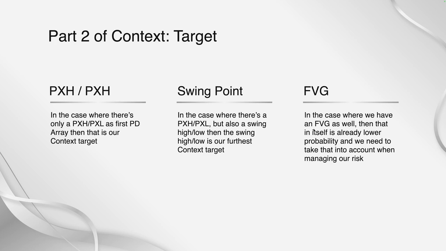Then we also have a case, and this is the last case, where we have an FVG. In the case where we have an FVG as well, that in itself is already low probability, and we need to take that into account when managing our risk. What I'm referring to there is an FVG that has not been traded back into, of course. So let's go over the different examples and what I mean by it.